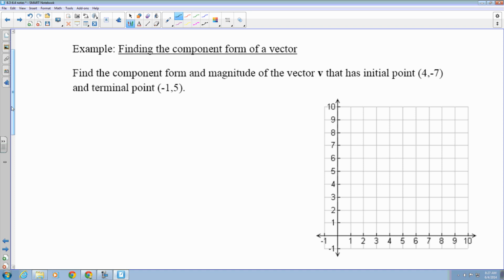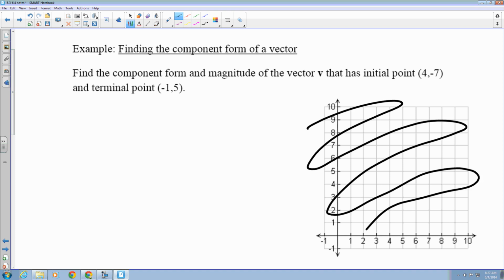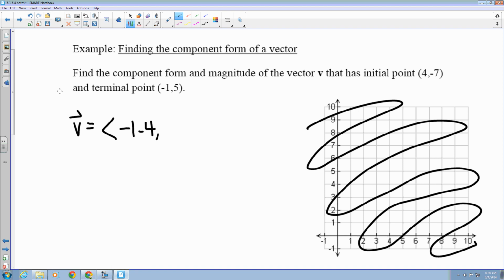Find the component form and magnitude of vector v, which has initial point 4, negative 7, and terminal point negative 1, 5. So our graph is not suited to it, it doesn't fit. So we're just going to do it by hand without graphing. To find my component form first, I subtract the second x value minus the first x value, and the second y value minus the first y value. So my component form is negative 5, 12.